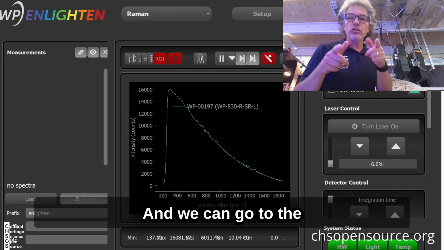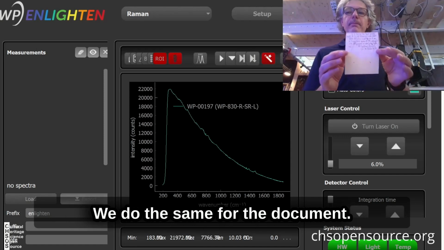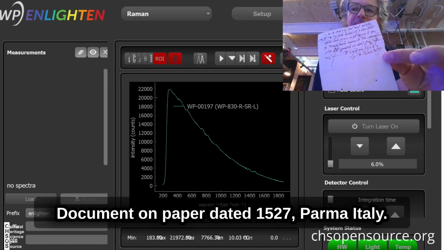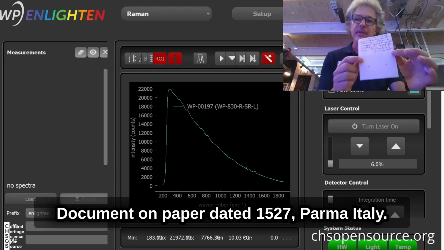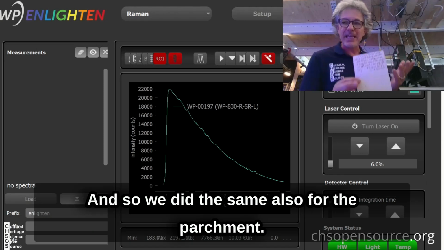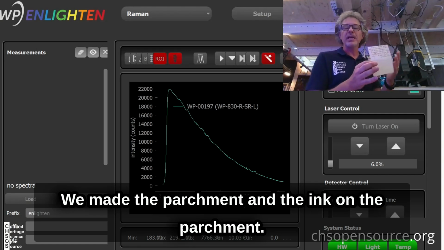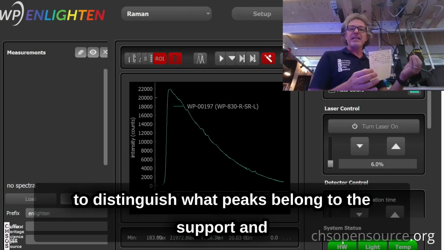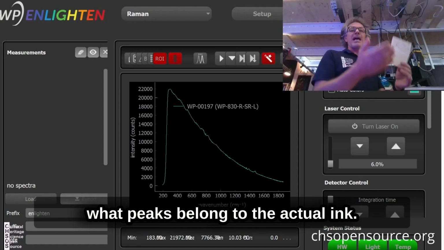Okay, and we can go to the console for the actual measurement. We do the same for the document on paper dated 1527, Parma, Italy. So we measure both the paper and the ink, and we did the same also for the parchment. We measured the parchment and the ink on the parchment. This is important because we want to be able to distinguish which peaks belong to the support and which peaks belong to the actual ink.